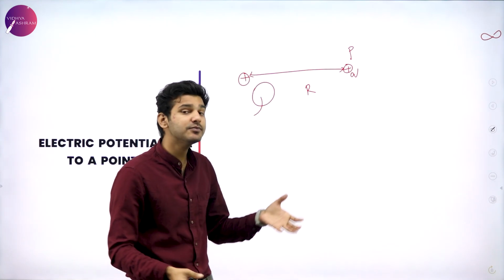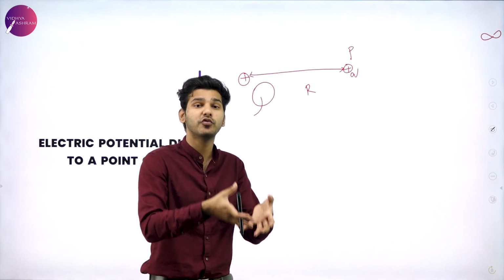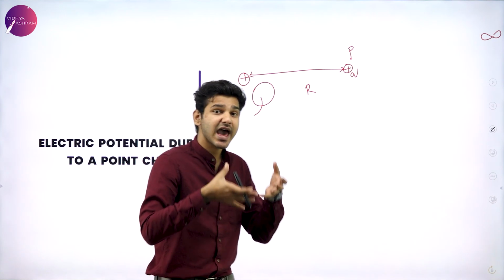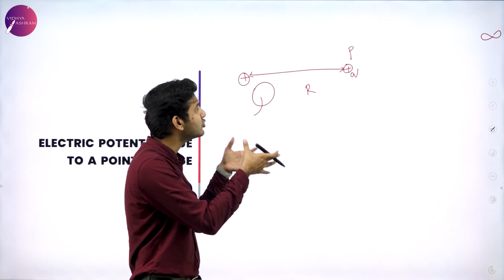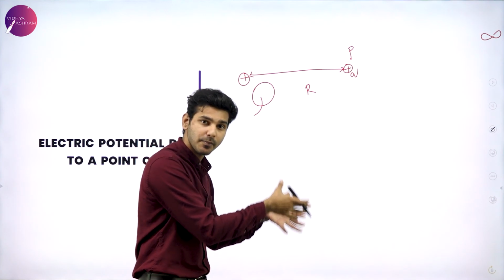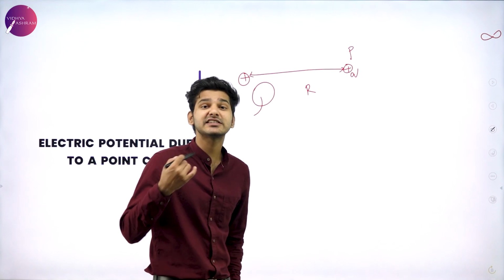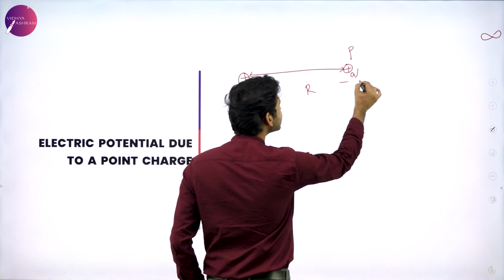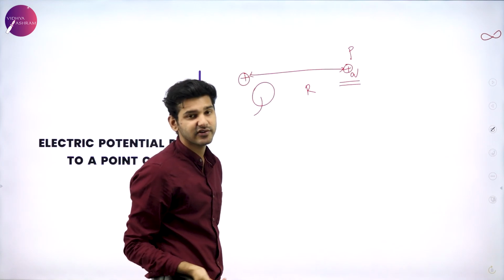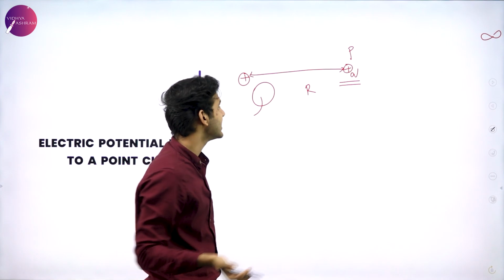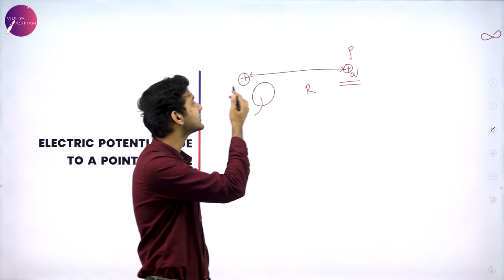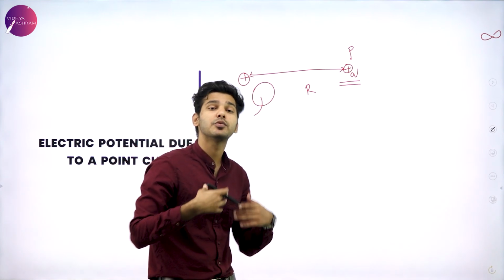So in order to keep them together, I have to put in work. I have to put in energy. And this energy in keeping those particles at that particular point is known as potential energy. Or we can simply say that in keeping this charge, even if it is negative, positive, or whatever it is, in the vicinity of another charge, I have to put in energy.